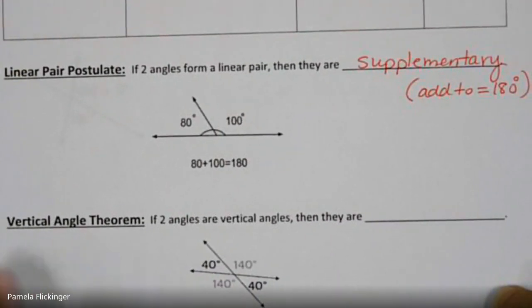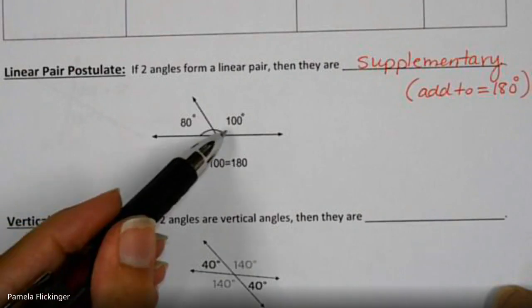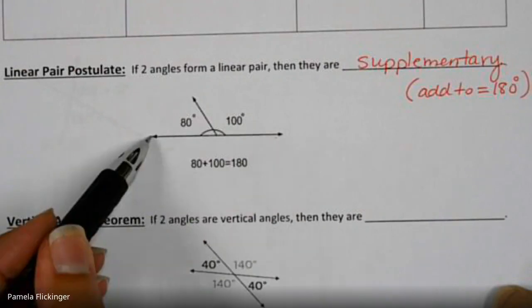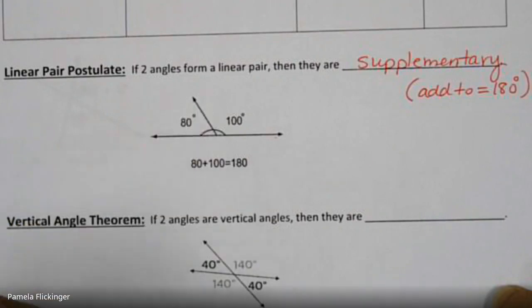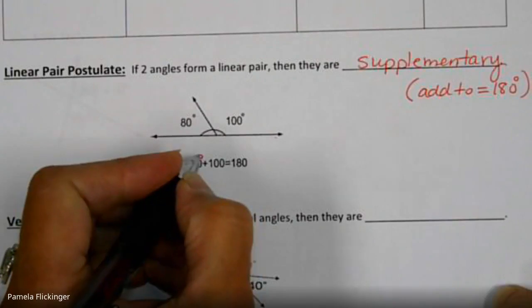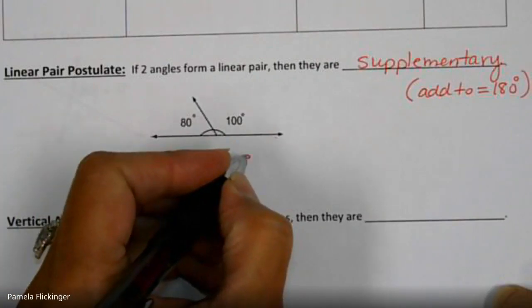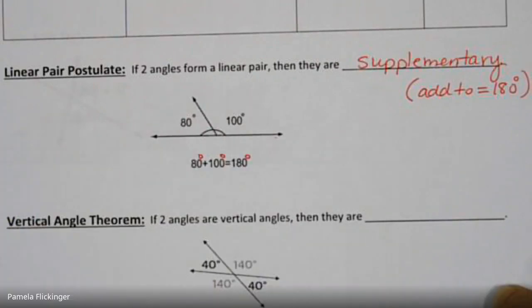So in the picture, we've got an 80-degree angle and a 100-degree angle, and notice they're sitting together along a straight line. They have that shared side, and so those will always add up to be 180. Now please add, this should be 80 degrees, 100 degrees, and 180 degrees.